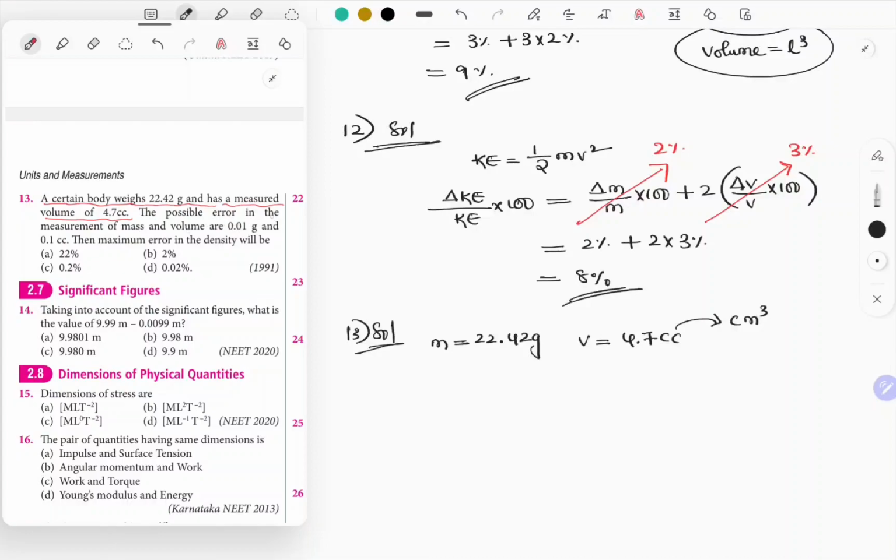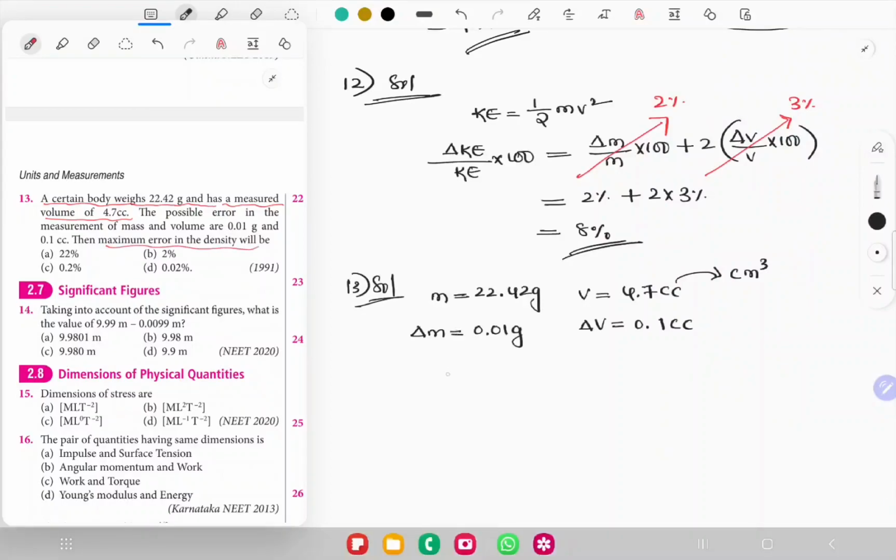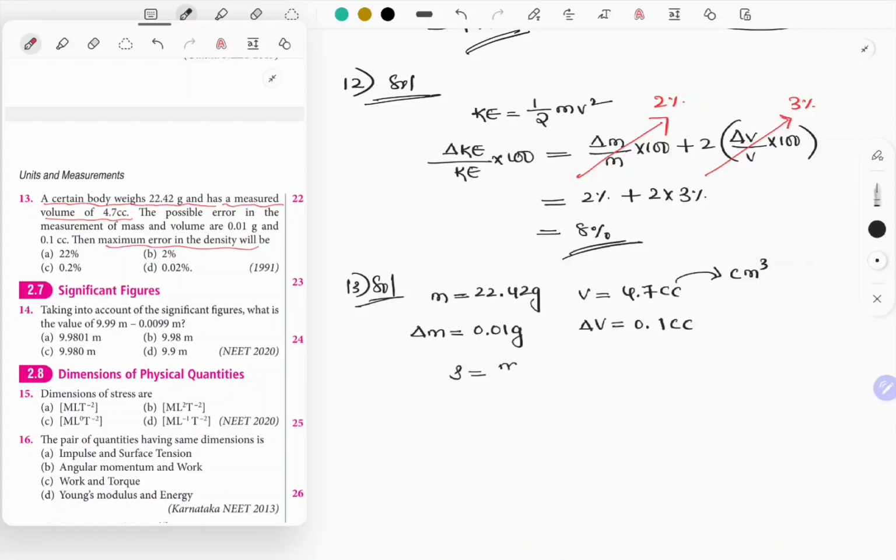Okay. The possible errors in the measurement of mass and volume are 0.01 grams and 0.1 cubic centimeter. That means they have given the change in the value of mass, delta m, which is equal to 0.01 grams, and the change in the value of volume, delta v, which is equal to 0.1 cubic centimeter. Now I need to find out the maximum error in the density. Okay, what about the density formula? Density is equal to mass by volume.